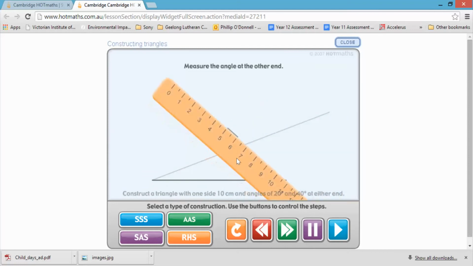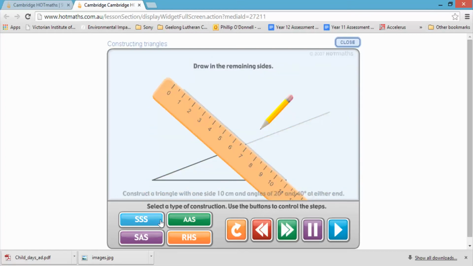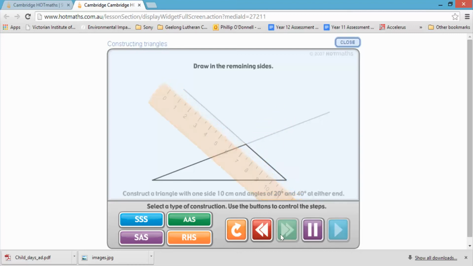Get the ruler out, draw our line, and again, where these 2 points meet, there's our triangle there. So they will just draw them up neatly here, finish it off. One side, the other side, erase these other 2 lengths that you don't need, and you have your triangle: 10 centimeters, 40 degrees, and 20 degrees. So that's how you construct a triangle if you have 2 angles and 1 side.